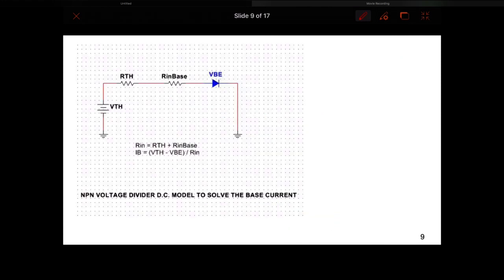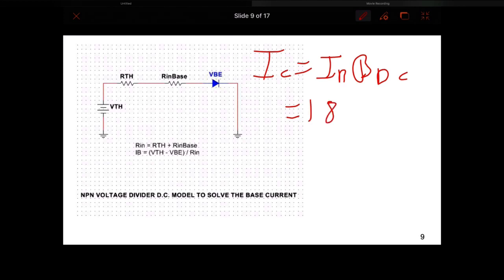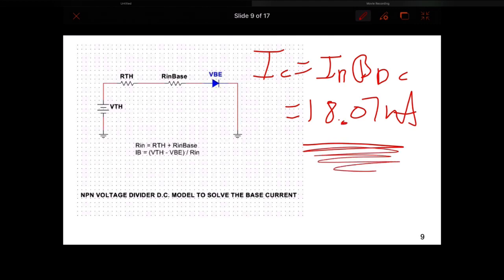So that's the model. You get the formula from it, and of course IC is IB times beta. So times 120, that's 18.07 milliamps. Okay, and if you work out IC sat, you'll find that's pretty close to the center. Okay, so we're good.